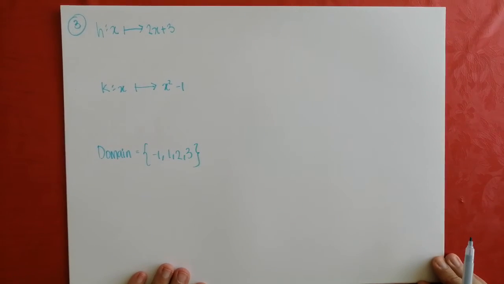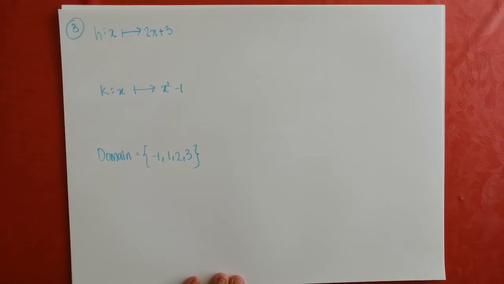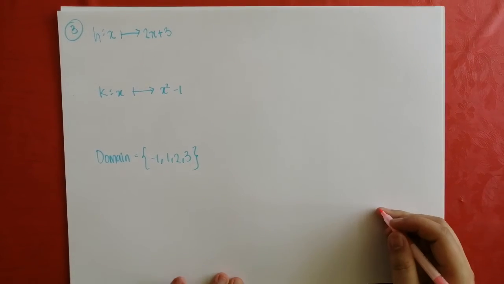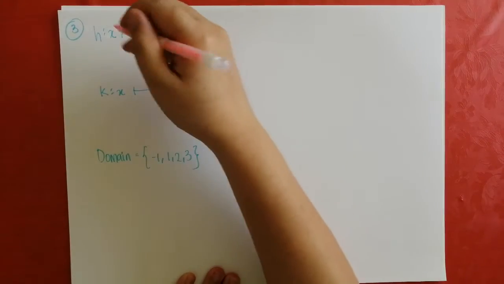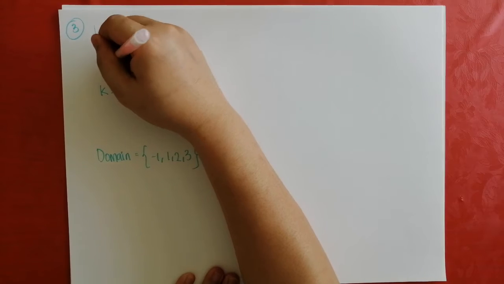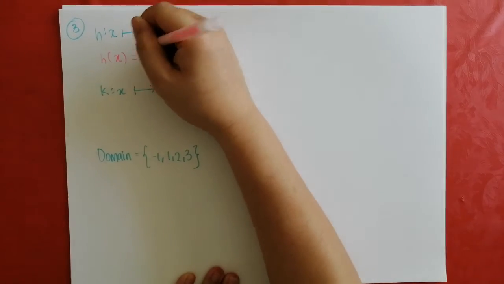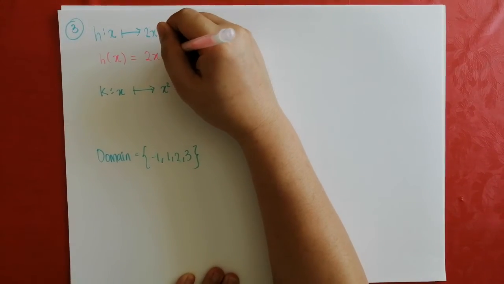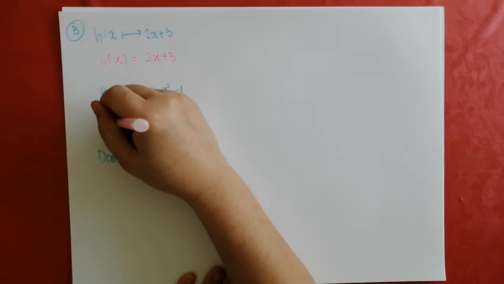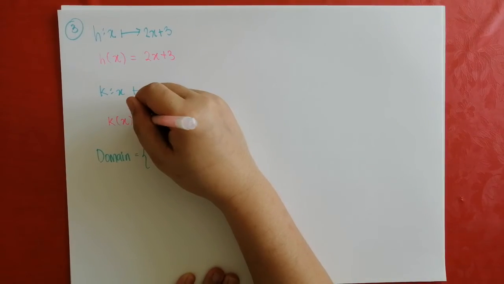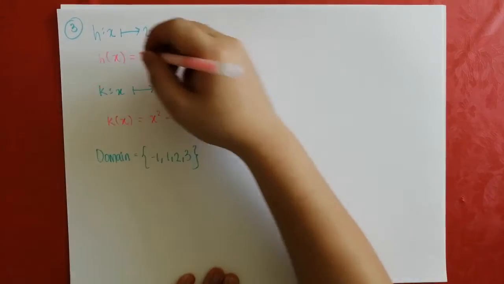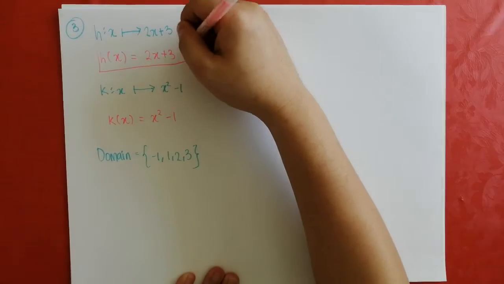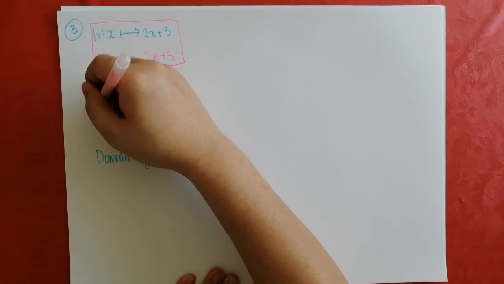Okay, so first question, find the range of h. If you remember, earlier on, we can write this in another way, which is h of x is equals to 2x plus 3. Then k of x is actually x squared minus 1. Alright, so they are the same. We can write them in another form only.